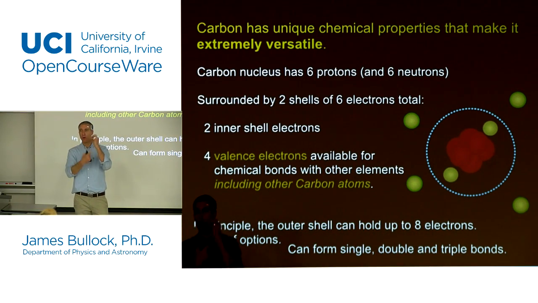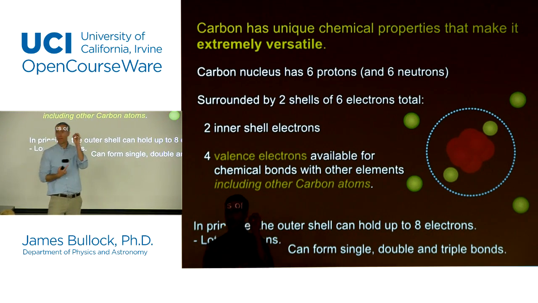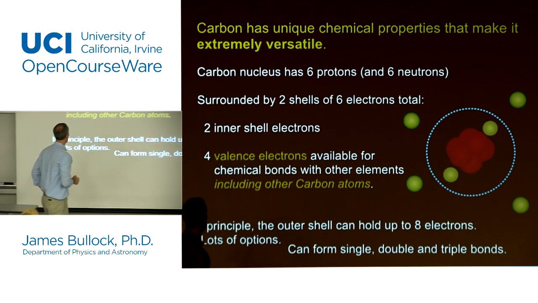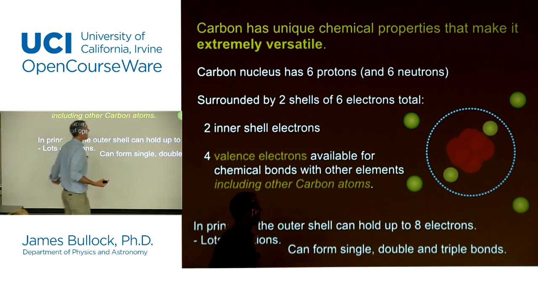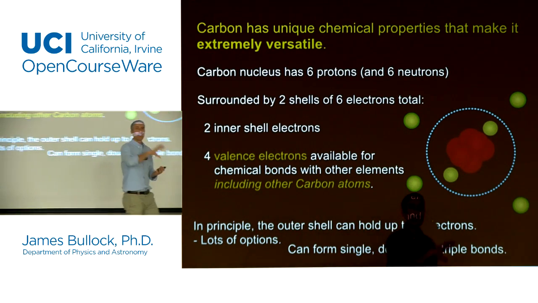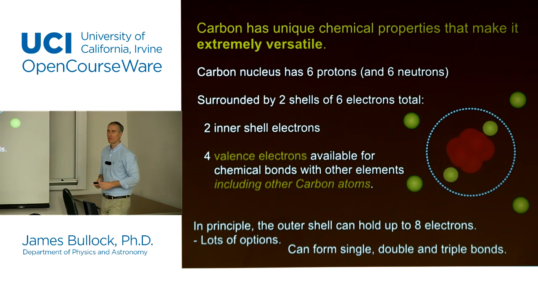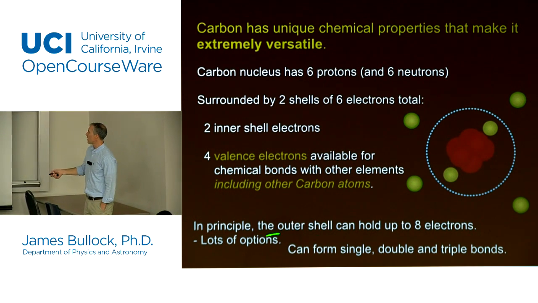So it's got like 4 holes where you can stick other pegs, and those pegs are like electrons that lock in. Okay? Because you have 4 so-called valence electrons available to stick stuff in, that allows a vast array of things you can build out of this carbon. So in principle, the outer shell can hold up to 8 electrons, and you have lots of options about how you can build bonds around this carbon.